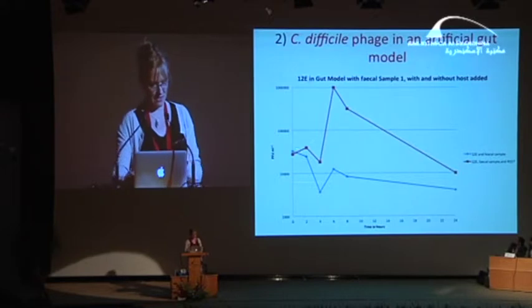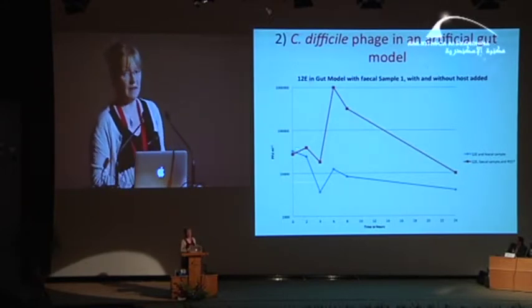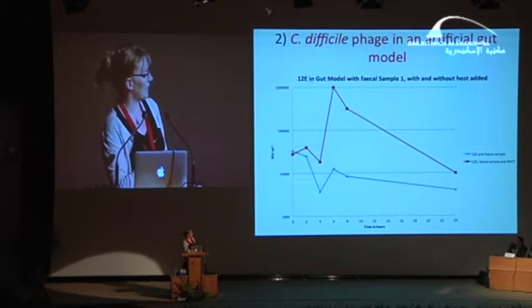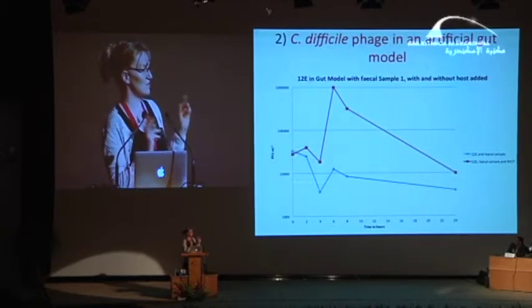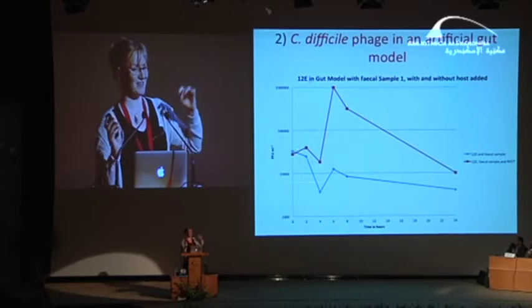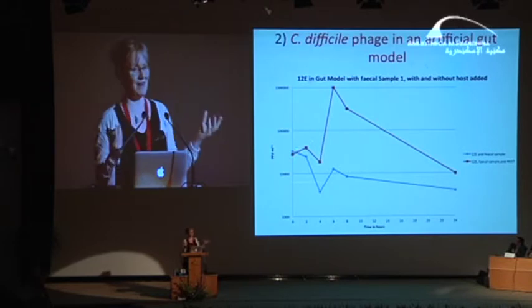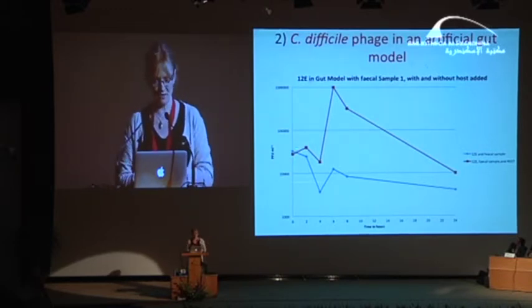So here we have a graph showing that they work in an artificial gut model. This is where you spike a stool culture with Clostridium difficile and then add phages. And it just shows the phages can replicate in complex systems. So that was one thing that we did.